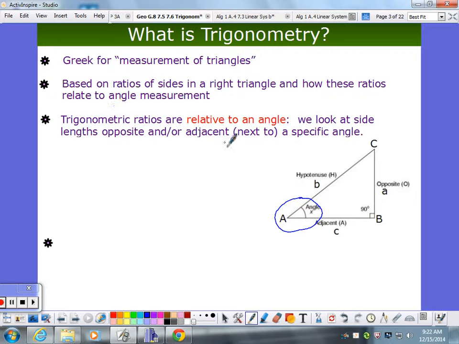I think we know what opposite means. What is adjacent? It says it right there. What does adjacent mean? Abby? Next to, thank you.